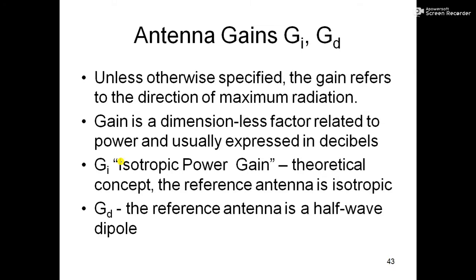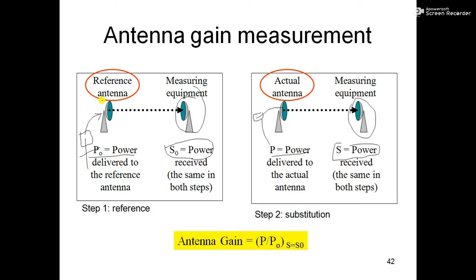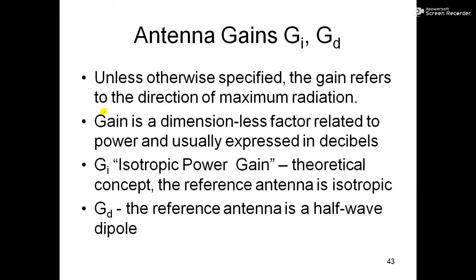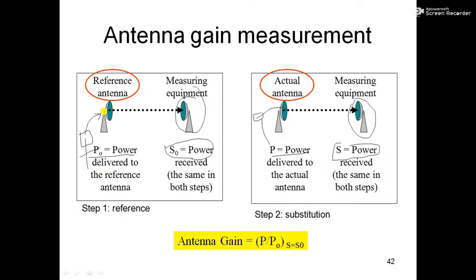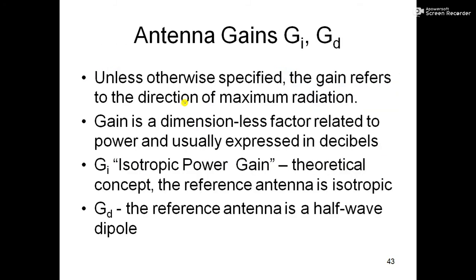Now if we say that this reference antenna is an isotropic antenna, although we cannot have an isotropic antenna in practice, theoretically we can compare with it. Since the isotropic antenna is a purely theoretical concept, we don't need one, but if we know all the parameters, we can calculate the P naught required to give the same power here. Unless otherwise specified, the gain refers to the direction of maximum radiation.